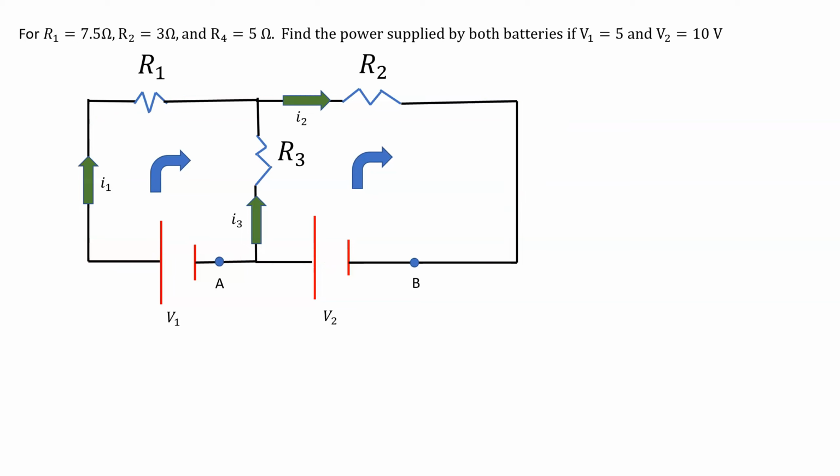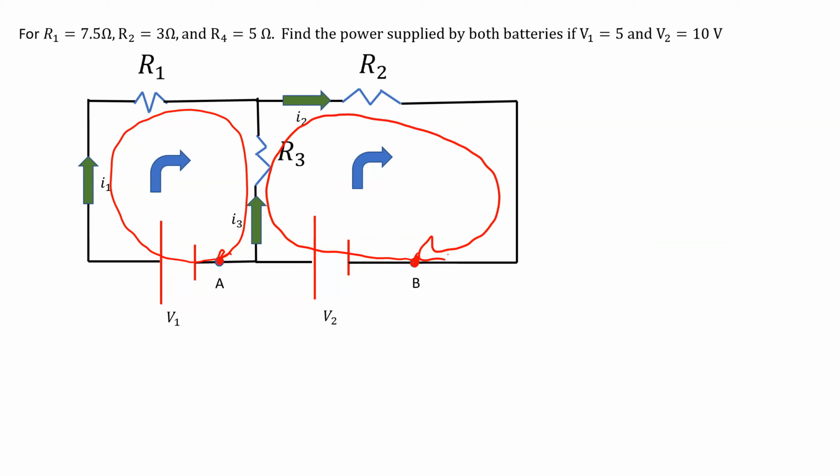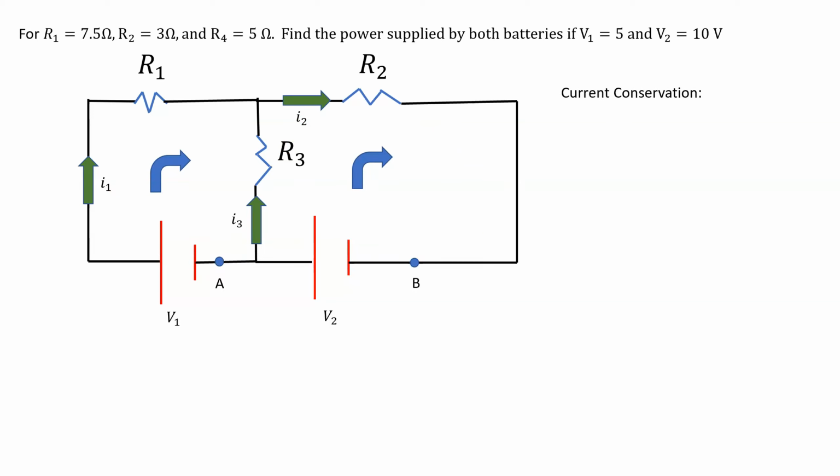Okay, so now we need to pick a point for each loop to start at. So A is our point. We'll go all the way around the loop until we get back to A. B is the point for this loop. We'll go all the way around the loop until we get back to B. Okay, and so now we actually can start to write stuff down. The first thing we want to write down is current conservation.